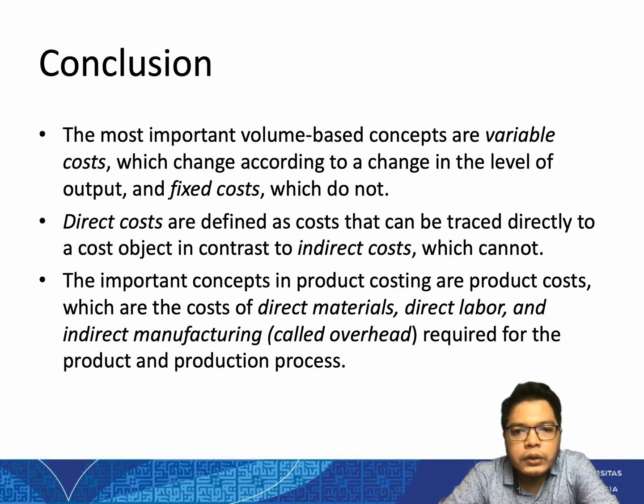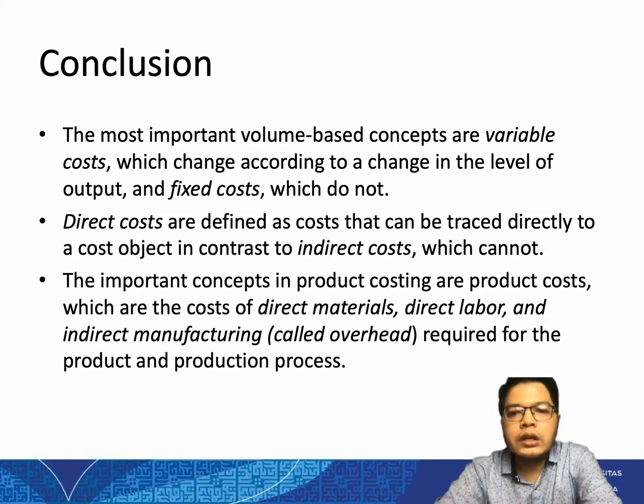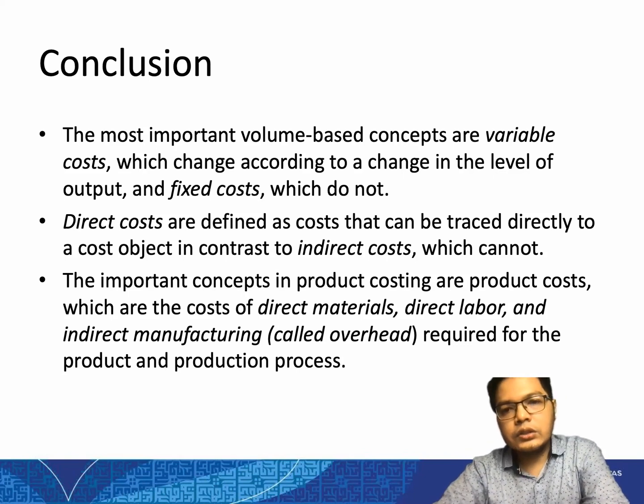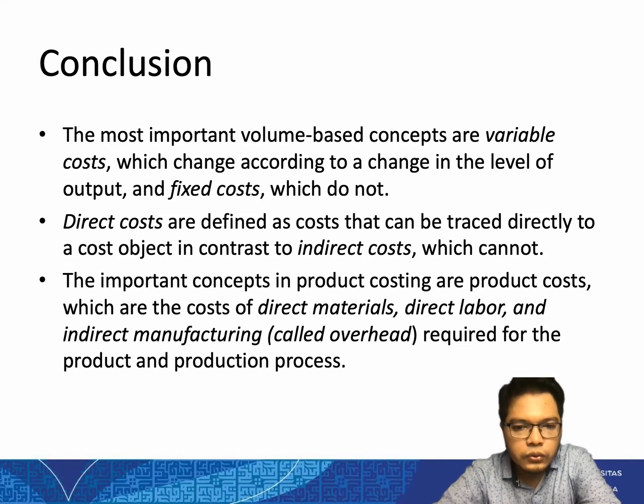The important concept in product costing is product costs, which are the cost of direct material, direct labor, and indirect manufacturing or overhead required for the product and production process. So there is product costing or production cost. They usually consist of direct material, direct labor, and overhead. This is for you to know.